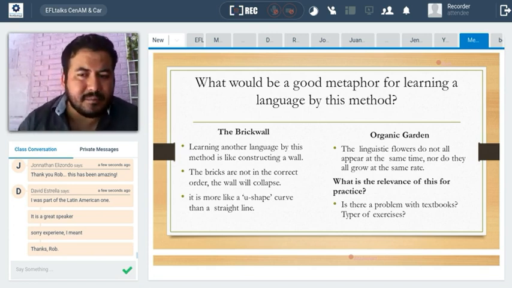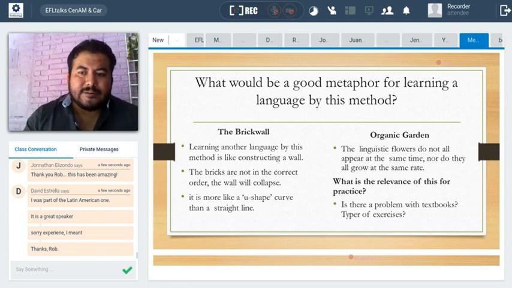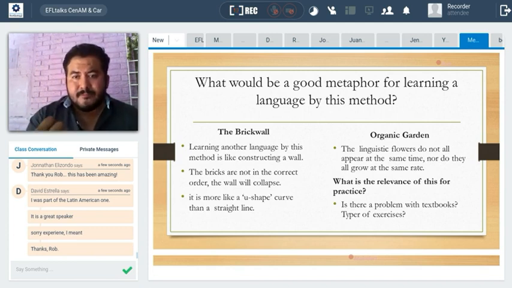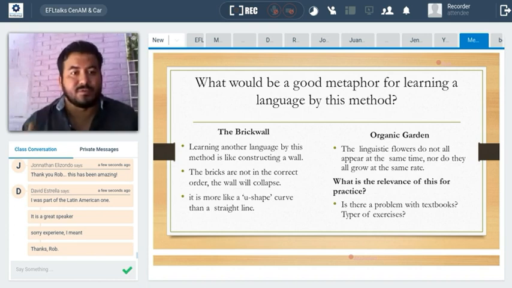The organic garden is about the language within the students, like flowers that haven't blossomed. Once the students are ready and are being exposed to communicating with one another through the communicative approach, the target language will come eventually.